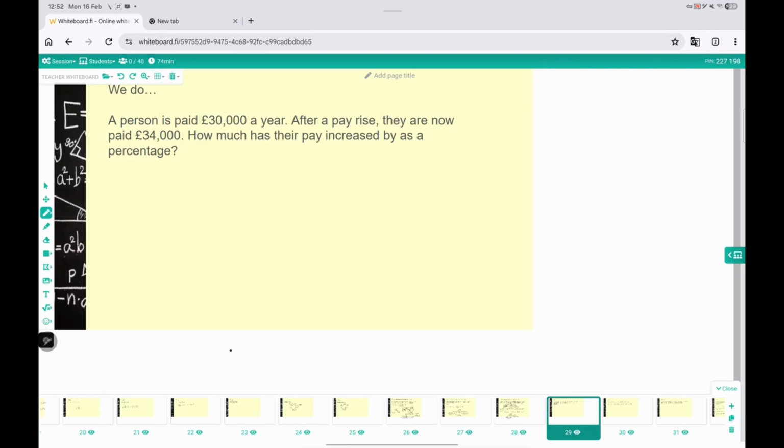So this is percentage change. I probably should have put a title in here. So it's calculating percentage change. And there's a simple formula for it. Change over original.